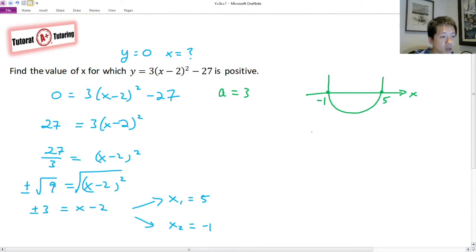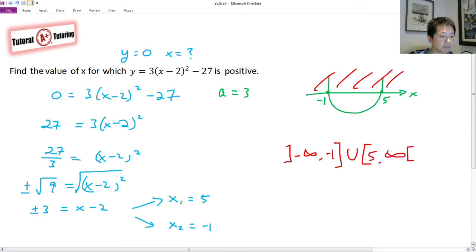So how do I find the positive? Positive is everything that is above the x-axis. So all I have is minus infinity to minus 1, excluding minus 1. The zeros must be excluded, because if it's strictly positive, I have to exclude the zero. Then union, 5 to infinity, also excluding 5. So these are my values of x that belong to these intervals, so that the function is positive.